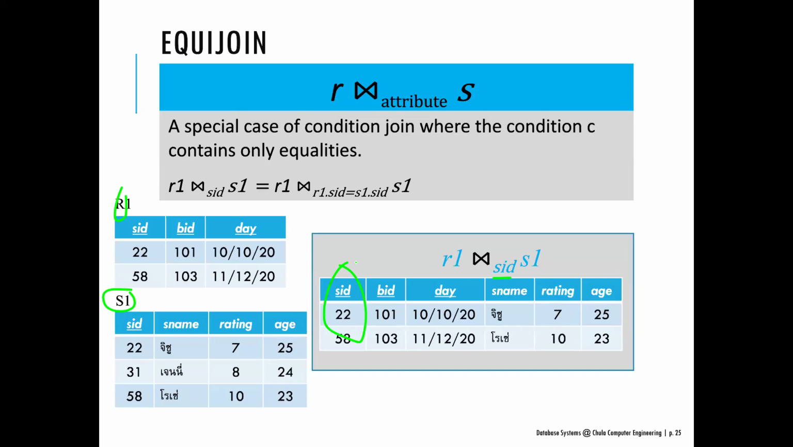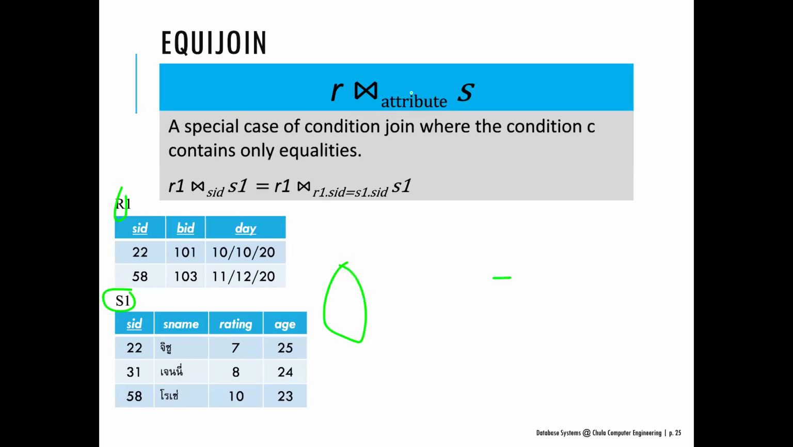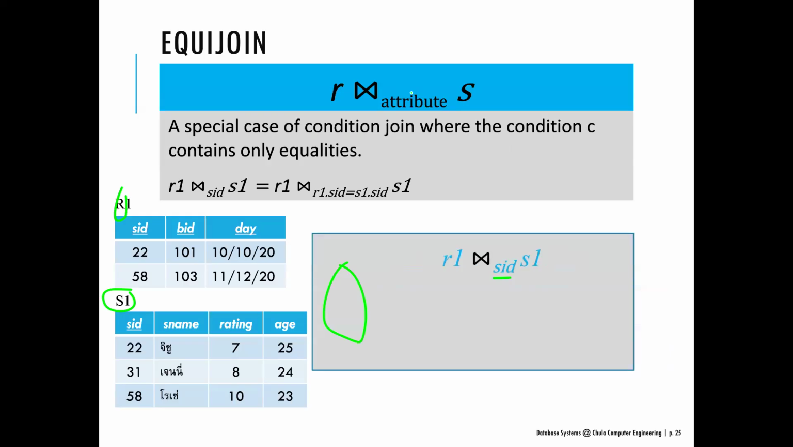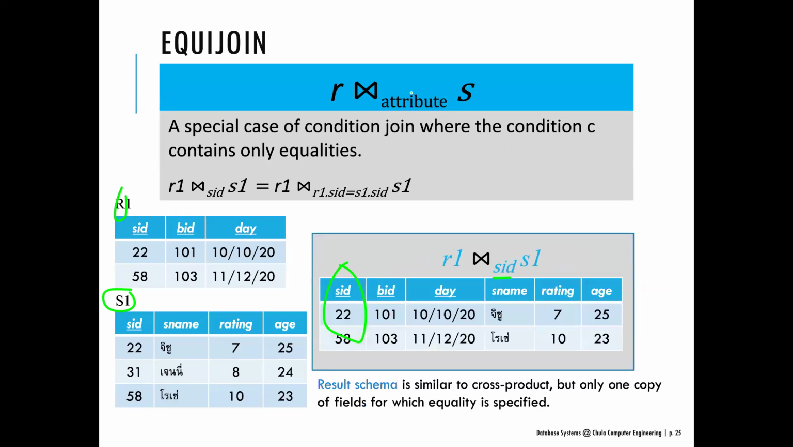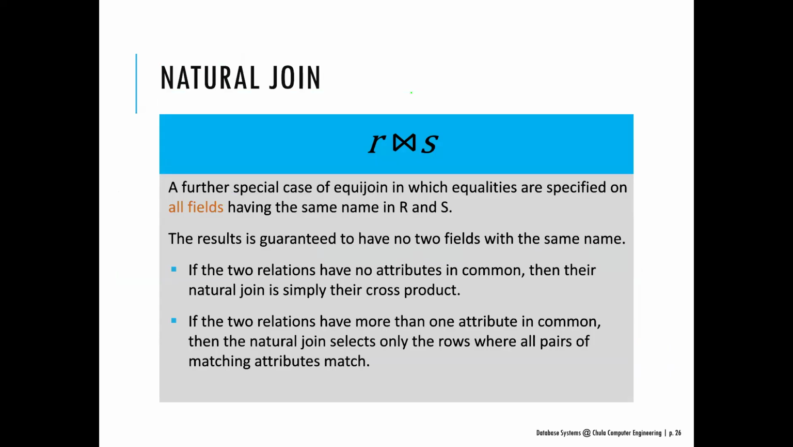All right. So from condition join to equijoin, let's do it again. So with the condition join and equijoin, the condition join is more powerful because you can have any condition. But for the equijoin, it is only equal to, right? So then one of the pair will be discarded. All right. Now, the next one is called natural join. Natural join is even further specialized.